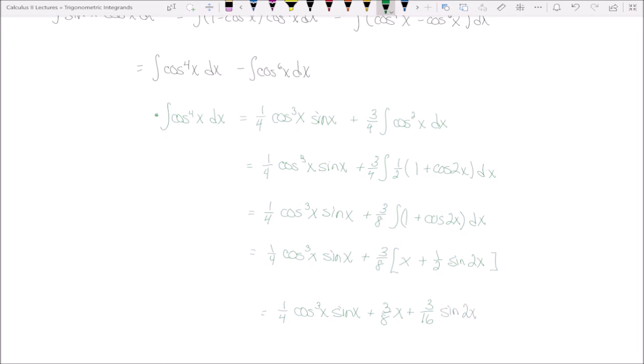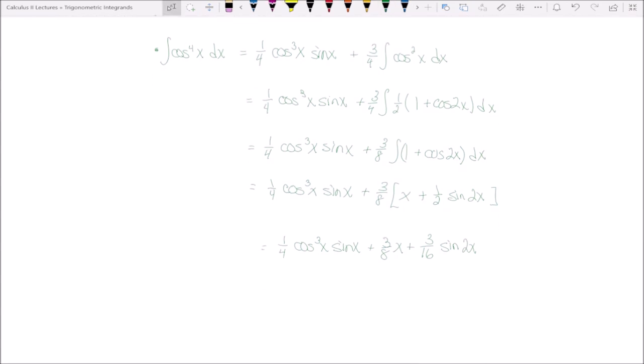Now what we could do is rewrite sine of 2x. Remember, sine of 2x is 2 times sine x cosine x, so we're going to double it. So this simply becomes 3/8 sine of x cosine of x. Either one of these two would be acceptable. So that was cosine to the 4th.